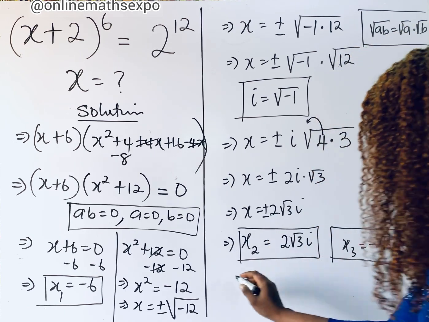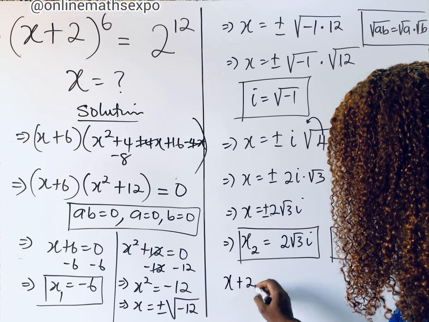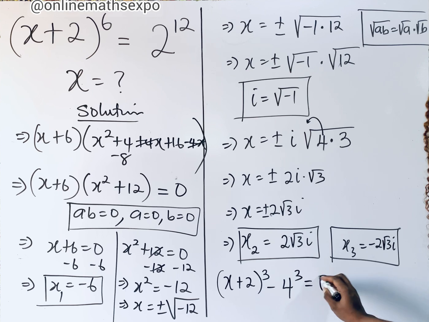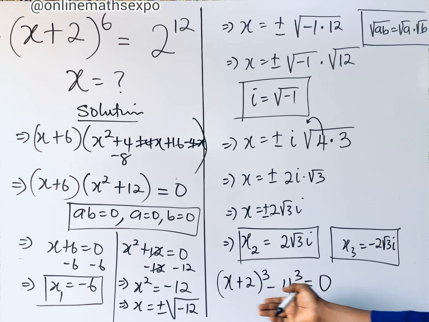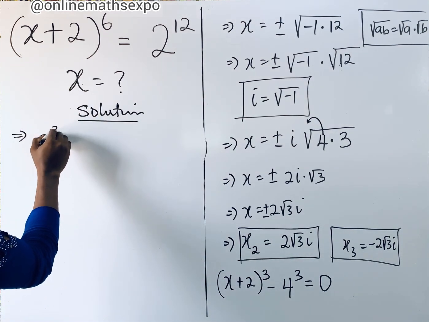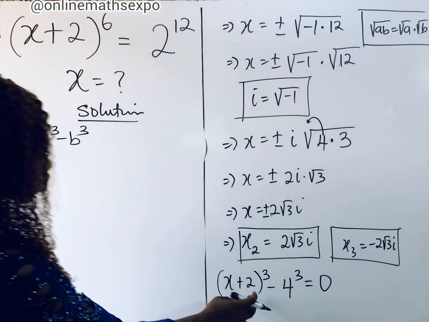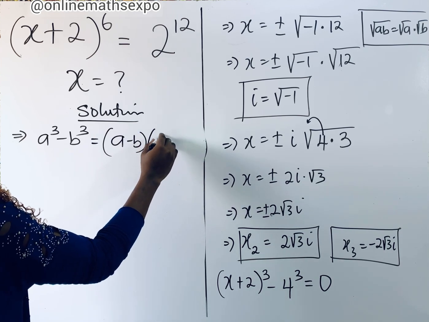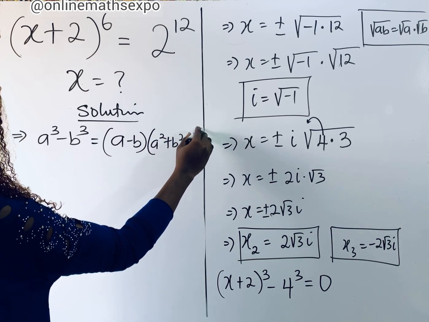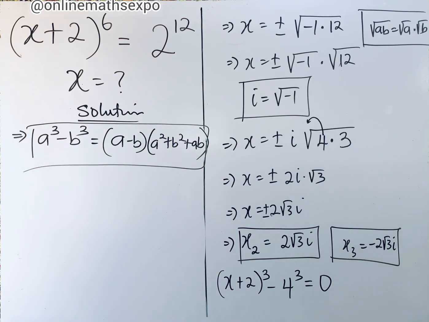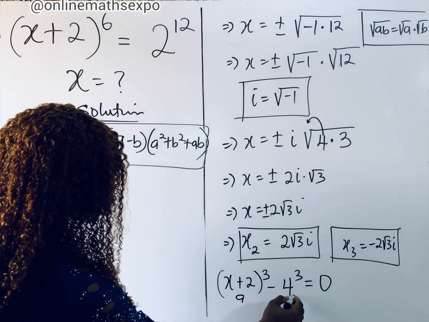Still remember that you have (x + 2) to the power of 3 minus 4 cubed, and it's also equal to 0. So let's solve this also to get the values of x. And to do that, remember, for every a cubed minus b cubed, just observe this, it will give you a minus b into a squared plus b squared plus ab. We're going to apply this in solving this, okay? So this is going to be your a and this is your b.